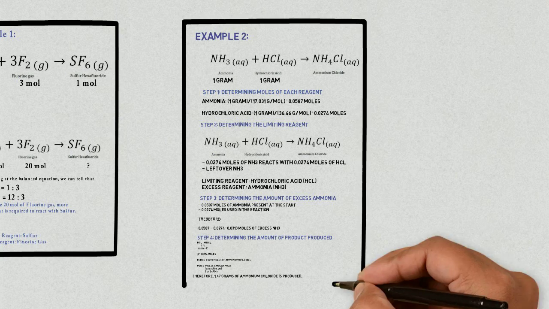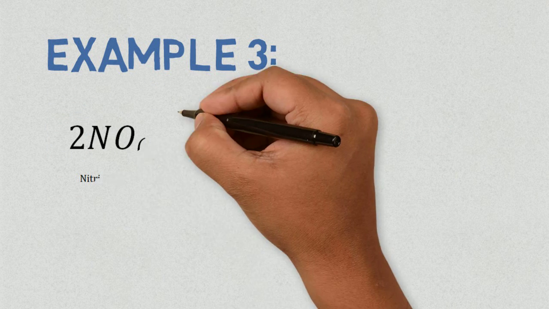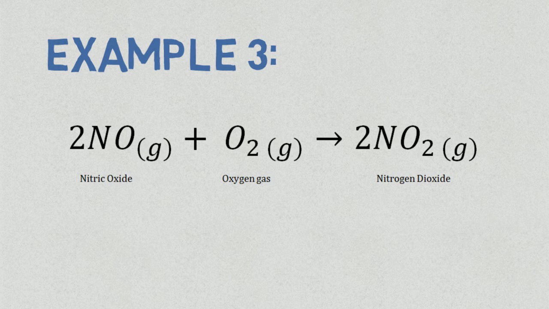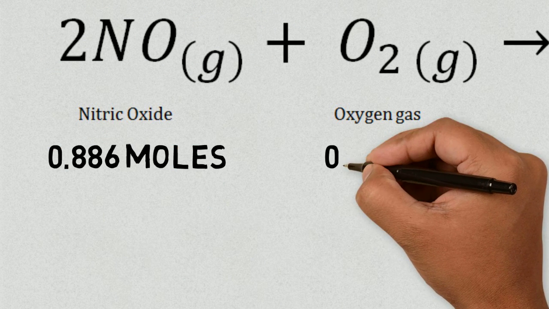Our next example will be a little bit more complex. Let's say you have nitric oxide, and it reacts instantly with oxygen gas to give you nitrogen dioxide. First, you'd want to balance the equation by putting a 2 in front of the nitric oxide and a 2 in front of the nitrogen dioxide.